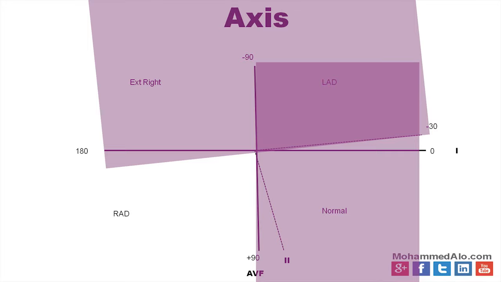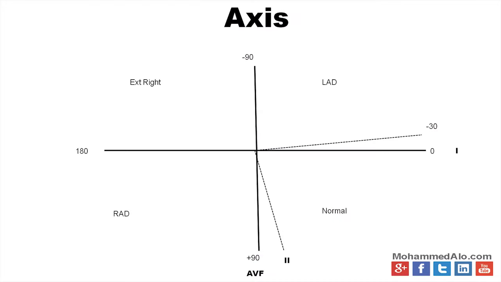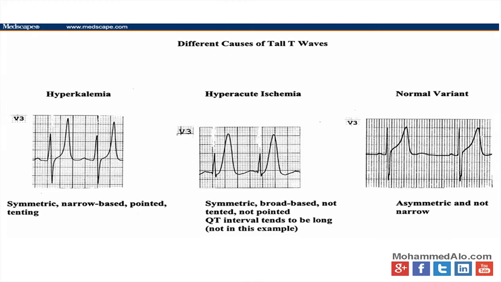That's why it's much more accurate. If you use AVF and it's going away from AVF, like it's going down away from AVF, you're catching that 30 degrees of error there. You might be calling a lot of people left axis deviation that really aren't. So be careful with that. That's why I have this on here.